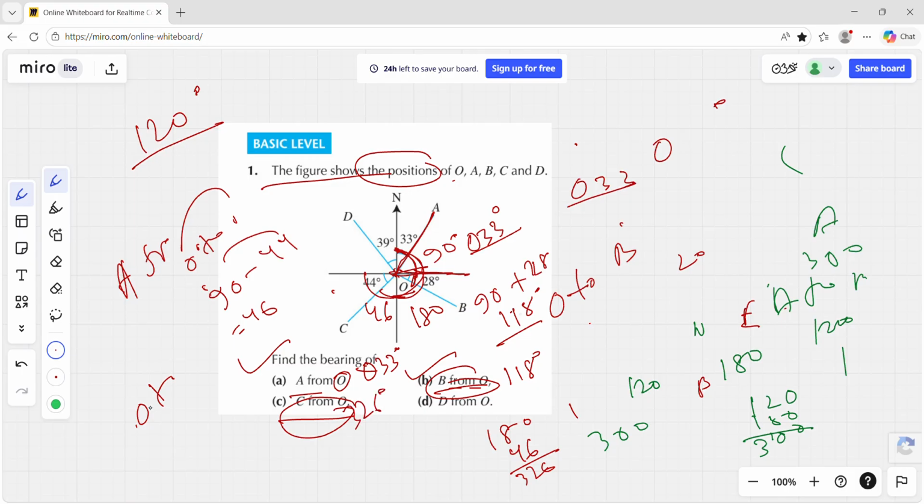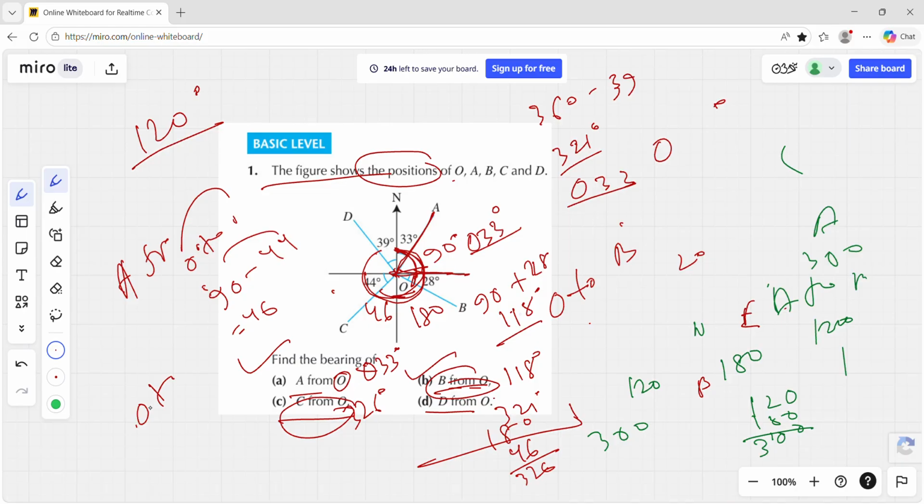The last is D from O. D always comes from this way. So you have to reduce 360 minus 39. So you will get 321. So the answer is 321 degrees. That is how a bearing problem can come up.